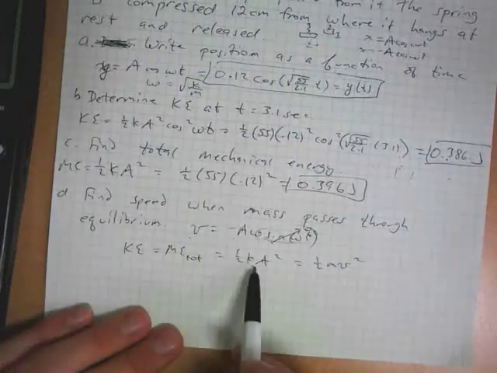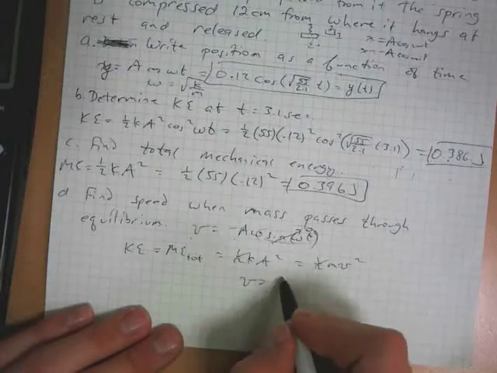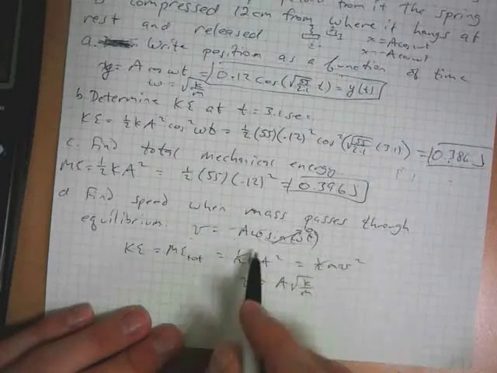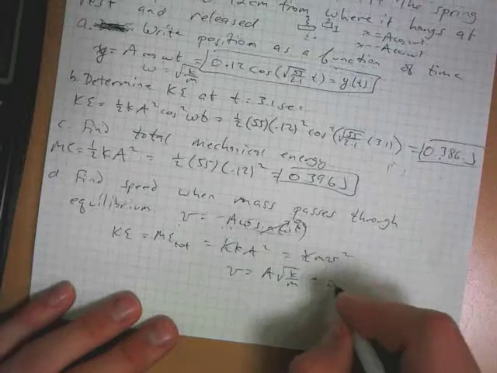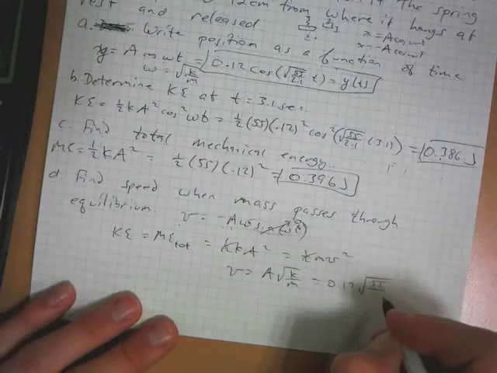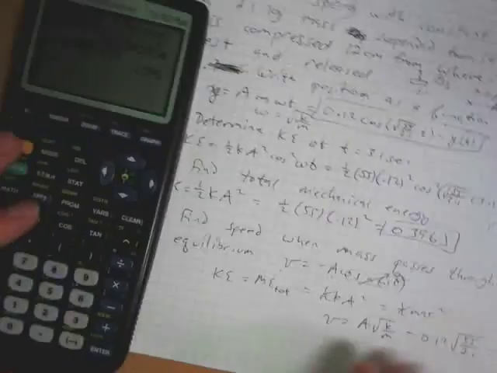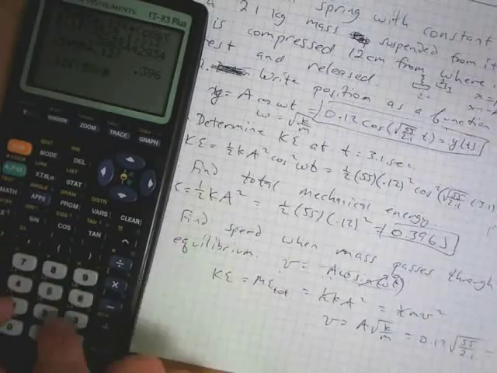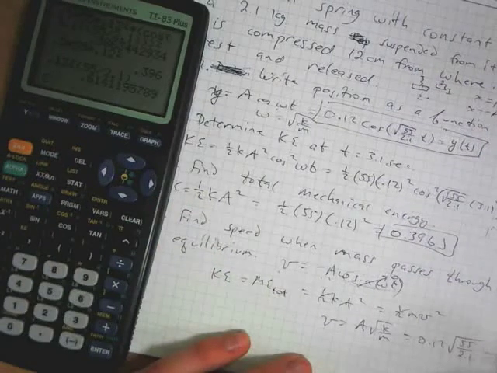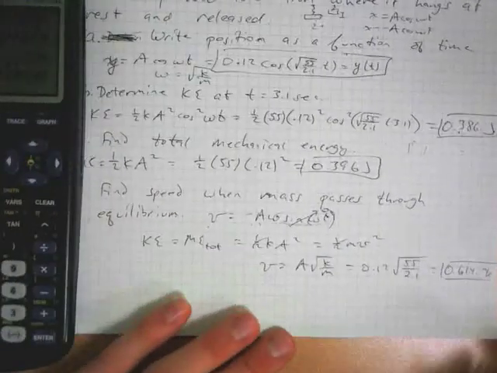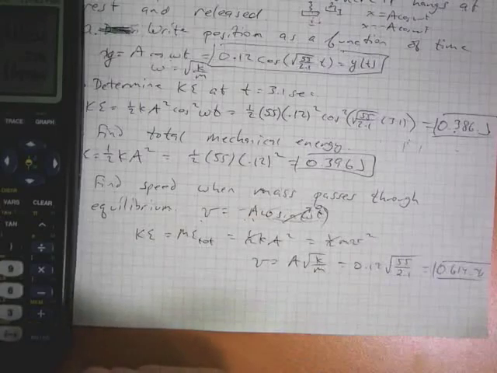These two are equivalent because this just gives us v equals A times root k over m, and here we had A omega, and omega is the same thing as root k over m. So any way you slice it, it's 0.12 times the square root of 55 over 2.1. Punch that in, and get 0.614 meters per second. That's just an example of some of the questions I would ask you involving the mass on a spring.